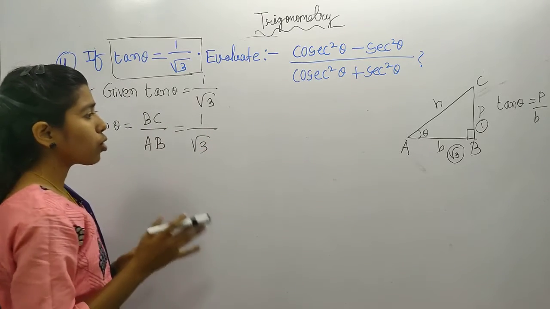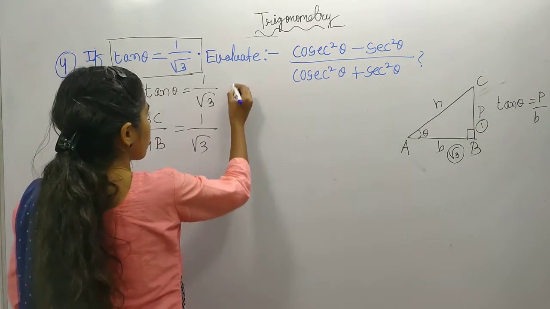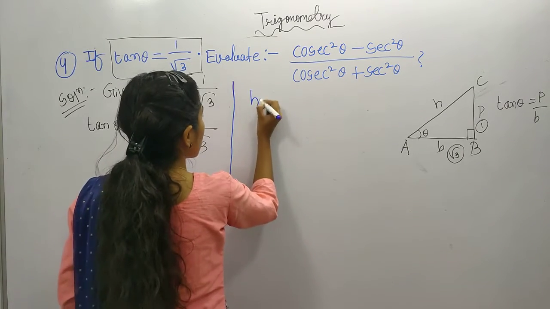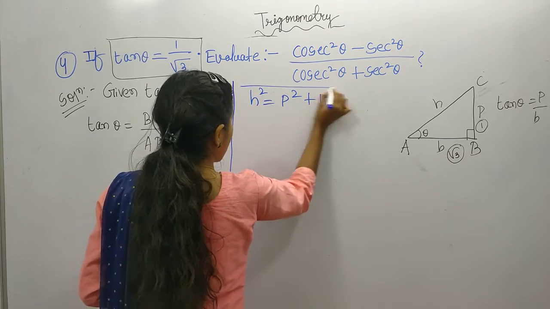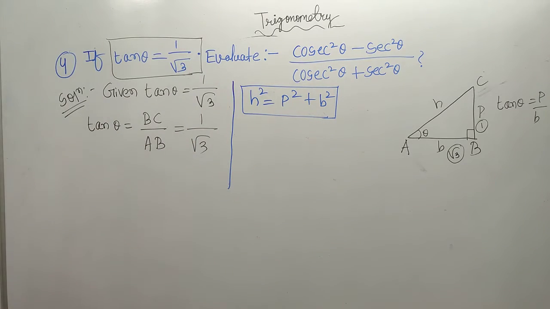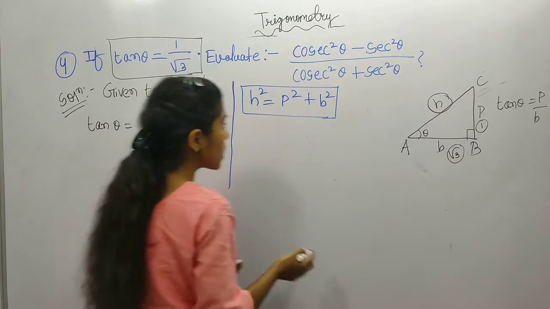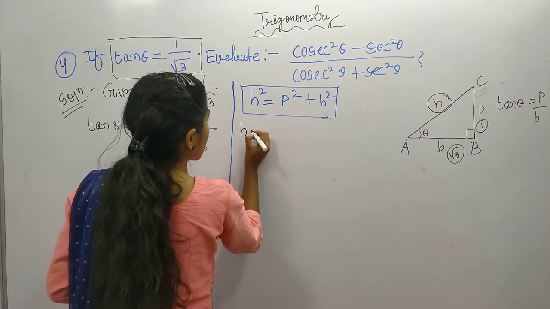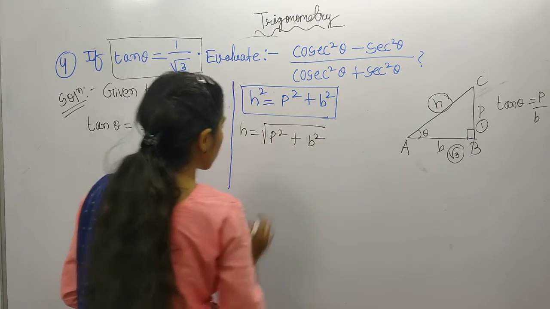Next we have to complete the triangle. So let's write the formula for the triangle. We already know that h square equals p square plus b square. This is our formula. Here the hypotenuse is missing, so we have to find h. So h equals root of p square plus b square.